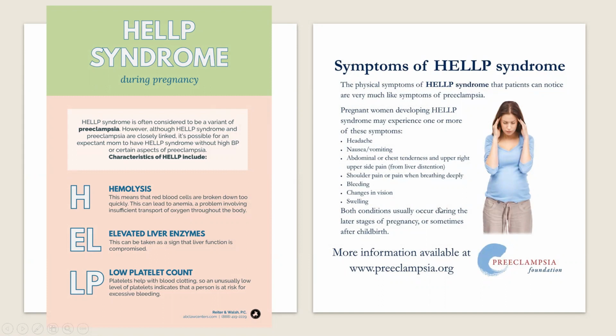And here are some of the signs and symptoms. Again, that headache, nausea, vomiting, because that liver's involved. Abdominal and chest tenderness, especially in that upper right side. If a woman comes into the ER complaining of abdominal pain, the last thing we need to do is palpate that liver, because that could be the last thing that happens before it lacerates. So if she's complaining of abdominal pain, do not palpate the liver, especially if she's having other signs and symptoms of preeclampsia. Changes in vision, changes in swelling, any sort of bleeding from anywhere.